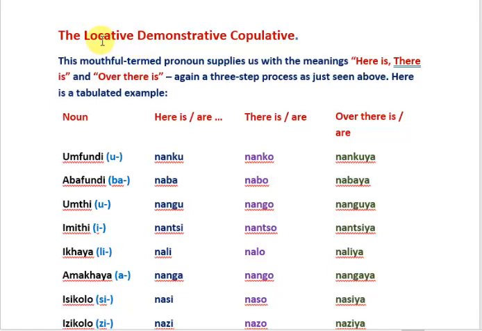Let's look at another pronoun, this time the locative, demonstrative, copulative, which is quite a mouthful. But if you look at these three words, locative tells us place, demonstrative tells us that it's one of three places, and the copulative is the identifying form. In other words, it tells you where something is. So the locative, demonstrative, copulative tells us in which of three places something is. So therefore a three-step process with which you are familiar.